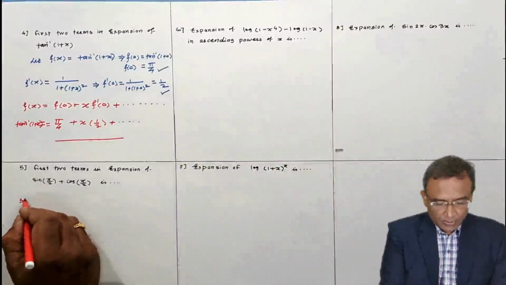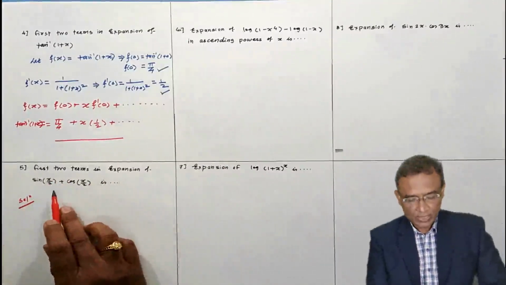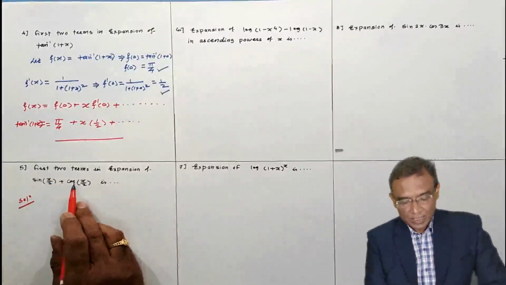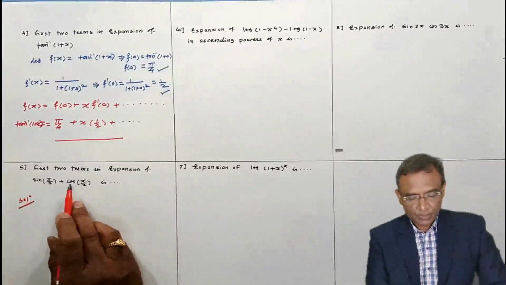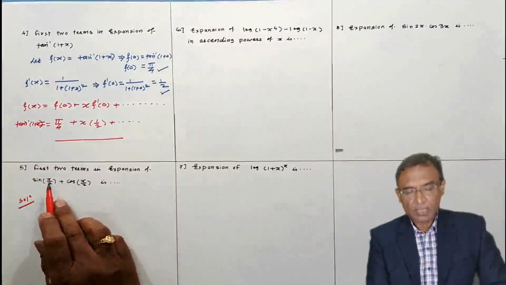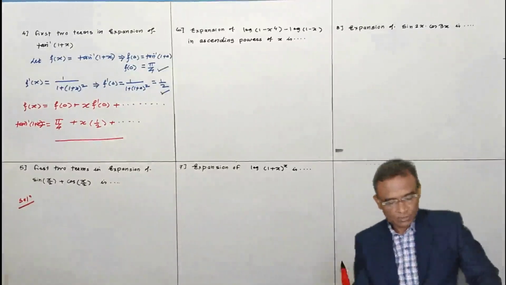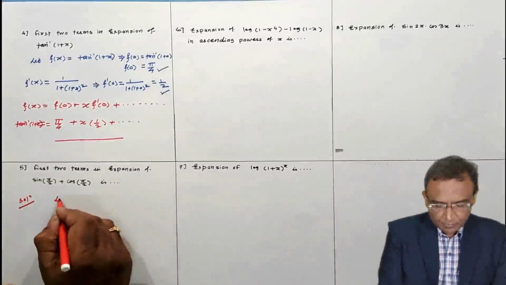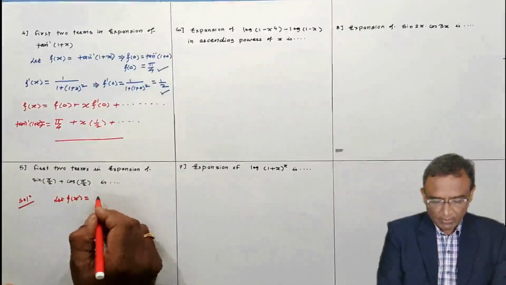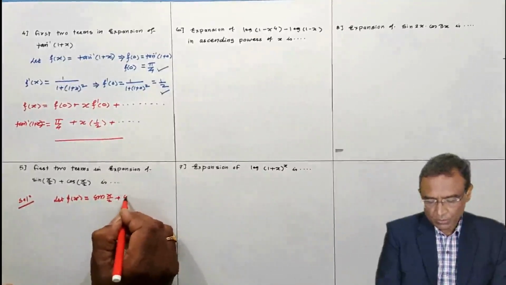Now same problem again, first 2 terms in the expansion of sin x by 2 plus cos x by 2. See, here you can also use the standard expansions. You can use the formula of the expansion of sin x and the expansion of cos x as infinite series, add them and solve it. Okay, I am going to solve it by Maclaurin series. Okay, fx is sin x by 2 plus cos x by 2.